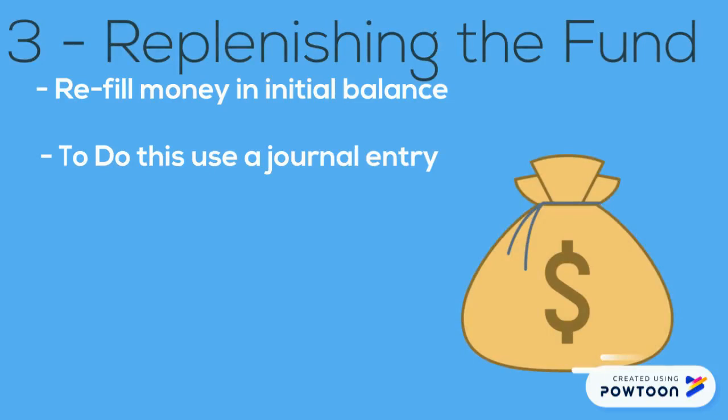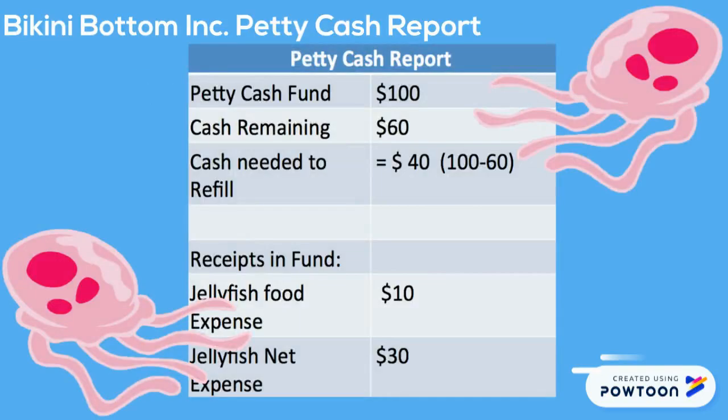with. Suppose SpongeBob's Bikini Bottom Company on the 31st of June examines the petty cash fund. As seen in their petty cash report, the petty cash was established with $100. The cash remaining is $60. Therefore, the cash needed to refill the fund is $40. The receipts found included $10 for jellyfish food and $30 in jellyfish net expenses.